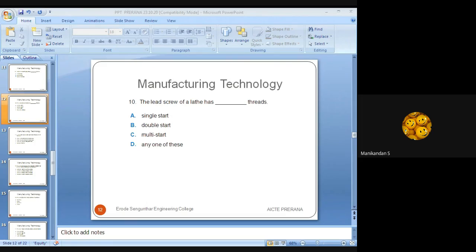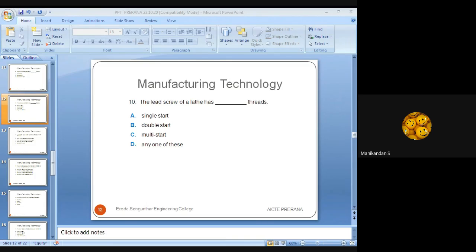Single start threads have one continuous thread along the body of the screw. So the lead and the pitch are equivalent in single start threads. Okay.